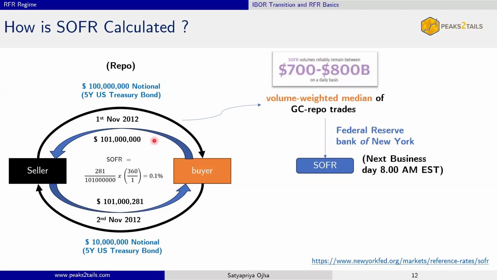Let me ask you this. Who has the repo position? Who has the reverse repo position? It's a major confusion, but let me see if you get it right. Does the seller have the repo position, or does the seller have the reverse repo position?